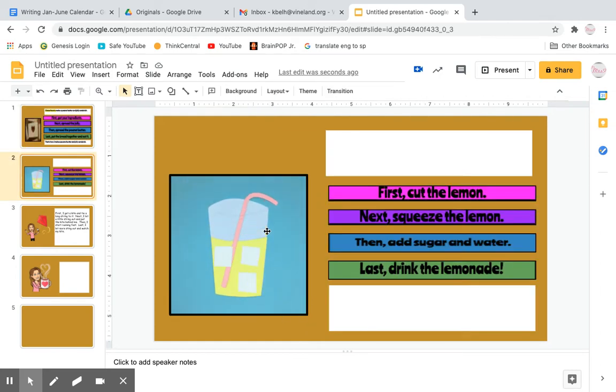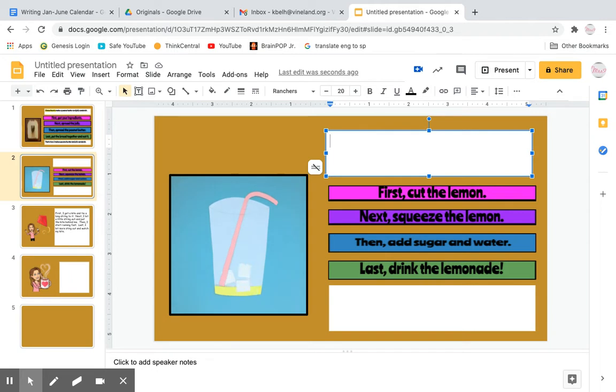Here is how, when we were talking about how to make lemonade. Okay, we have our steps here. First, cut the lemons. Next, squeeze the lemon. Then add sugar and water. Last, drink the lemonade. So we can tell our audience, what is it that you're going to be talking about in this how to? You're telling them, I know how to make, what is it that you know how to make? I know how to make lemonade. So that's what our whole thing is about. I know how to make lemonade. Then you have the steps it takes.